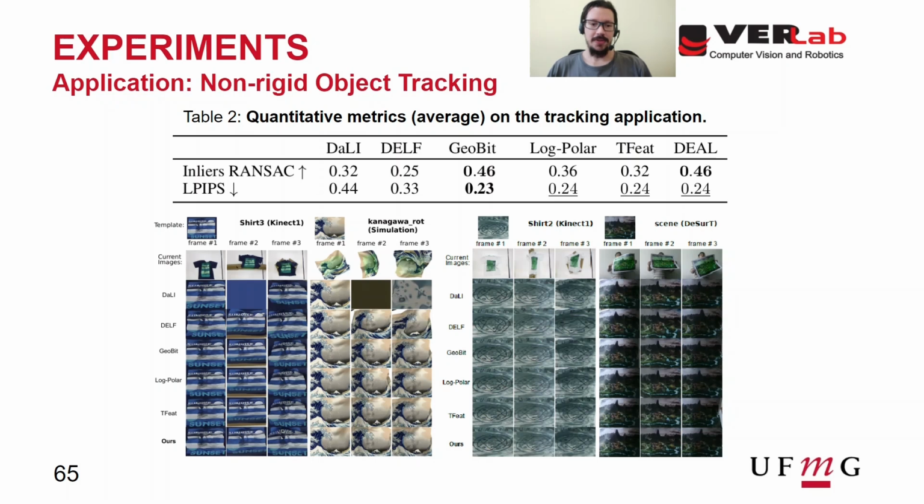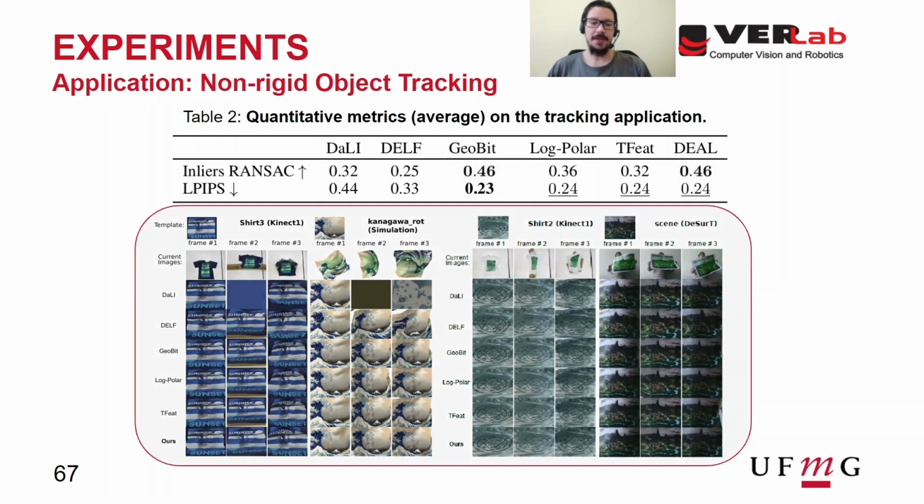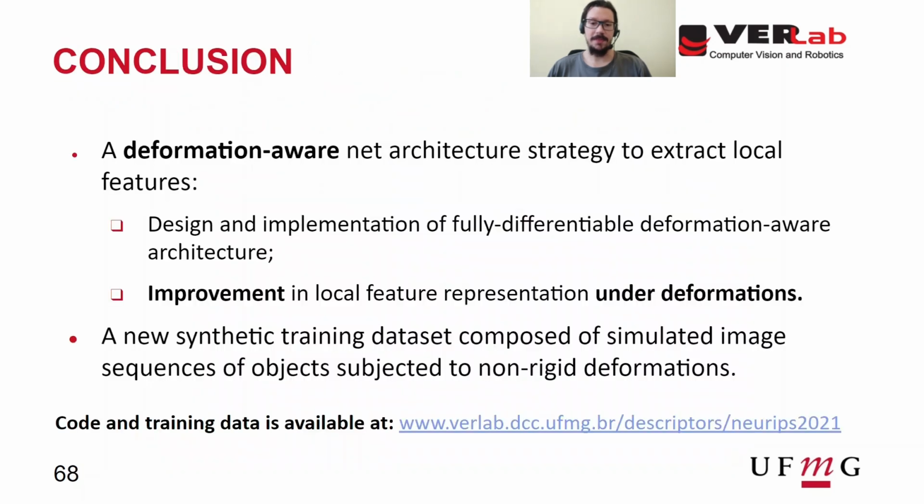We compare the methods using the number of inliers from RANSAC and the learned perceptual image patch similarity, or LPIPS for short. Our method DEAL obtains the highest inlier count alongside GeoBit and is competitive in terms of reconstruction of the template. Some qualitative results from the reconstruction of the templates are shown below. The reconstruction uses the inliers from RANSAC, hence the similar scores for all methods in LPIPS.